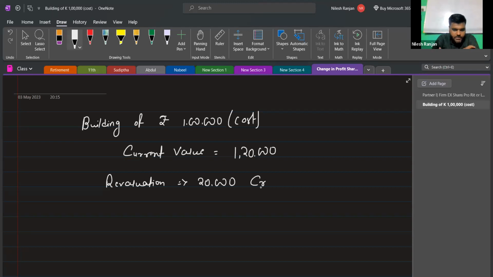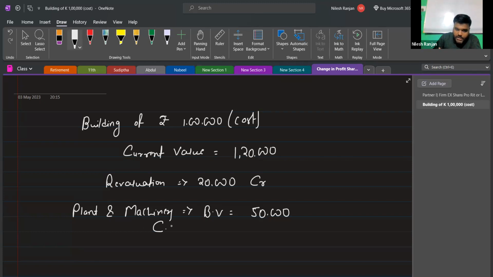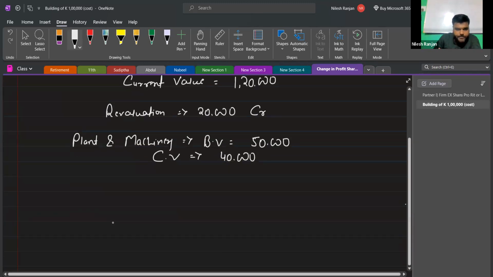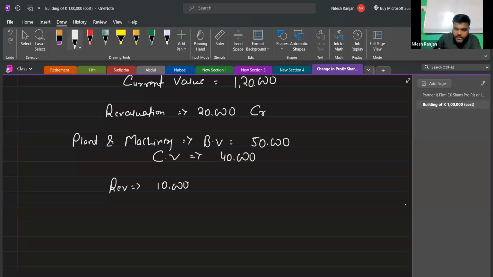The second thing is, if there is a plant and machinery given, let's say its original book value was 50,000, but now the current value is 40,000. Now tell me what will be the amount? 10,000. And which side? Debit side, because it is a loss.